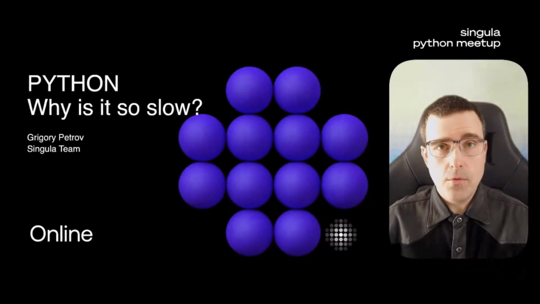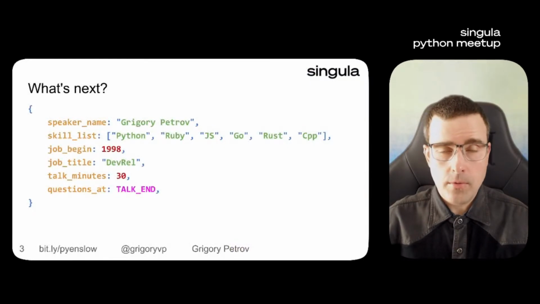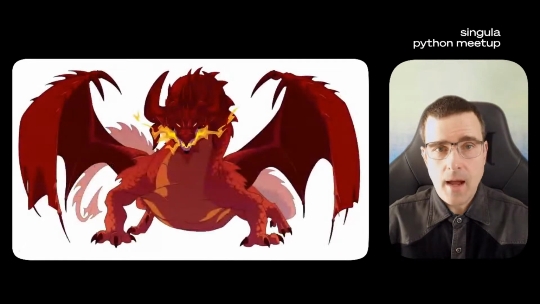Hello, and thank you for joining me. My name is Gregory. I'm a head of developer relations and a Python developer at Singula team. We do mostly outsourcing. We hire developers, teach them, and contract them out to our clients. And our clients are different businesses, small, medium, big. And they have what is called a business need.